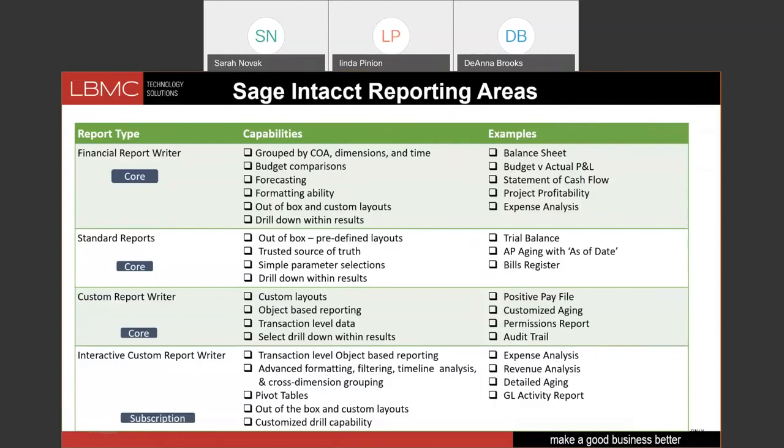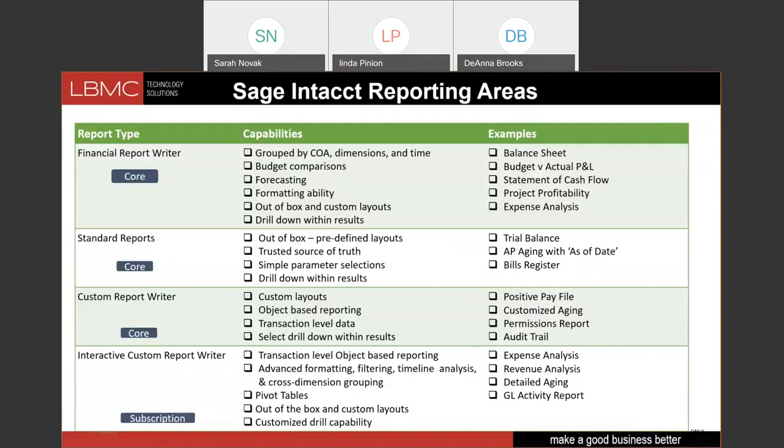Same thing with standard reports. Standard reports, ones that we've already created for you. What are some of those examples? A bills register, an AP aging. The custom report writer, what do we do with that? And what are some examples there?